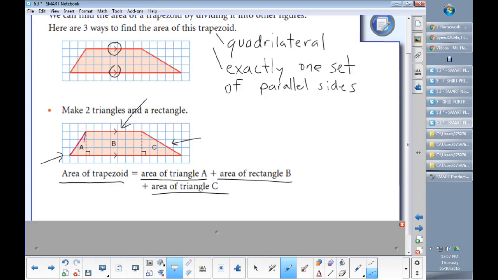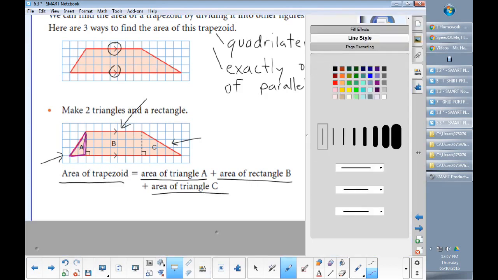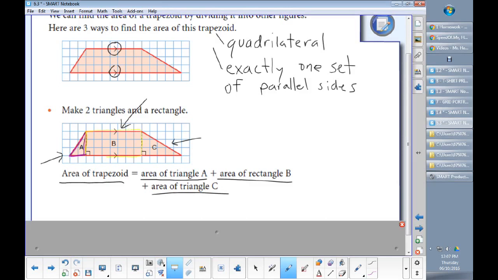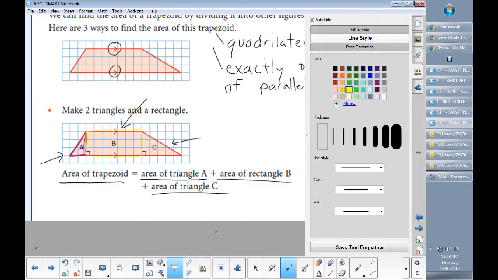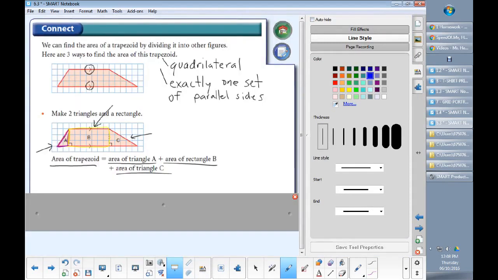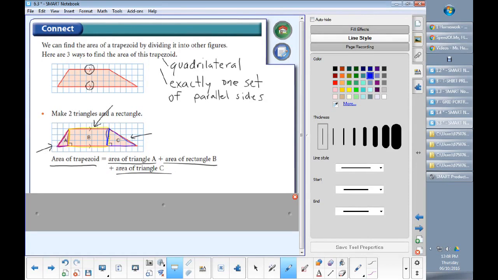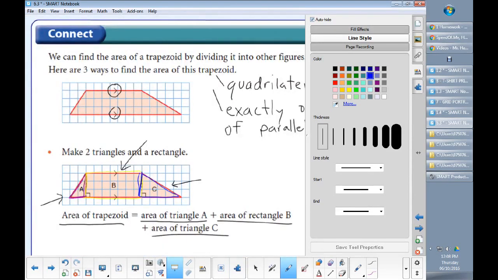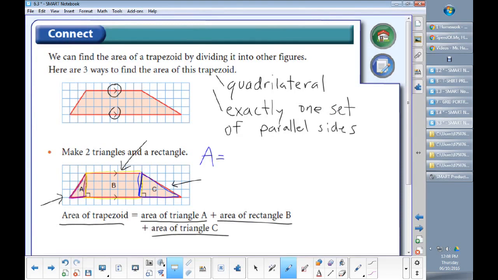So we've got A over there. Where are my colors? They're not showing up nicely here. There we go. Rectangle B, and let's make this C over here. And here is C. There we go. Okay, so we would add those three parts together and we get the area of the trapezoid. And of course, for the triangles, the area is half base times height. And then the area of the rectangle would be base times height.